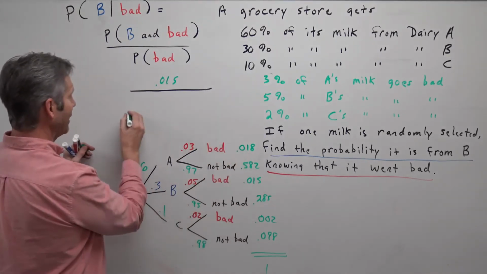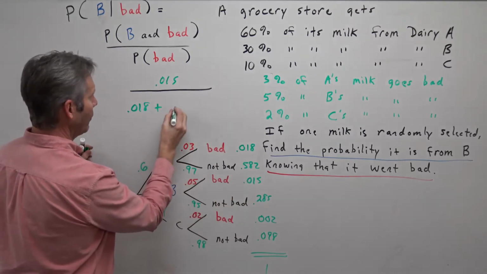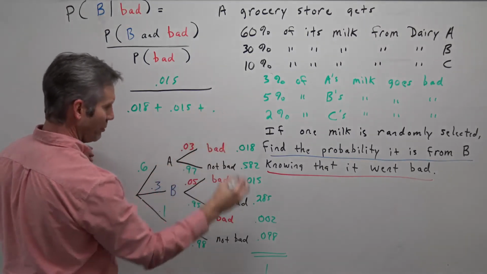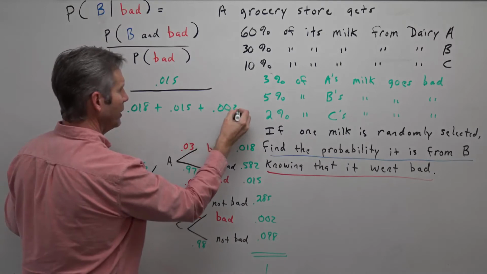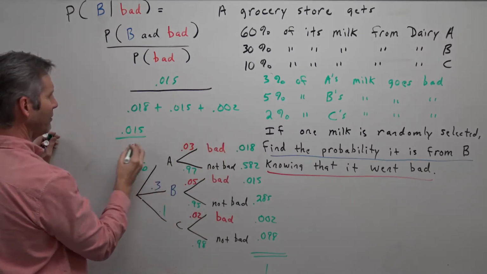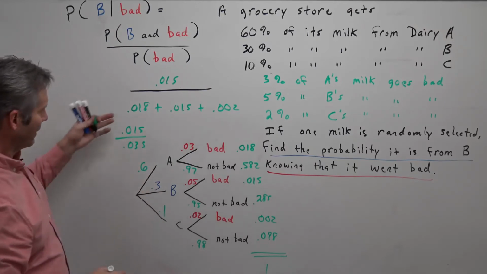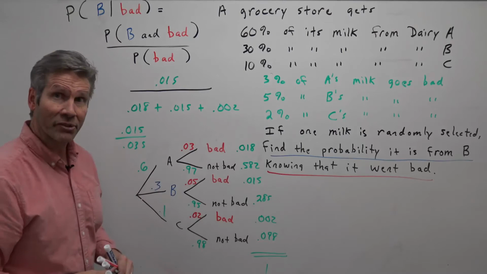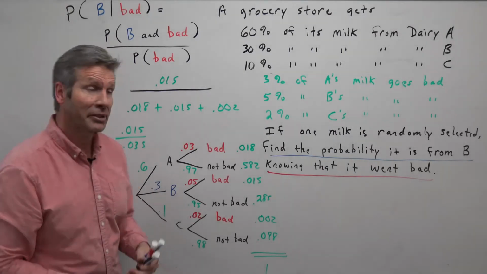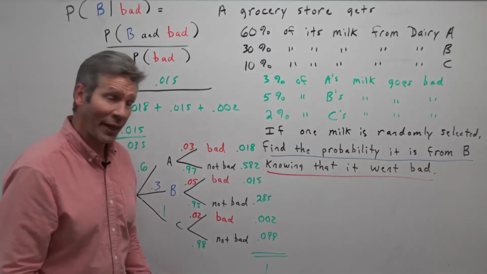So we're going to add the 0.018 plus the 0.015 plus the 0.002, and when we add all that up, we get 0.015 divided by 0.035. So that simplifies down to 3/7, which is 0.42857. So that's the probability that it came from B, knowing that it went bad.